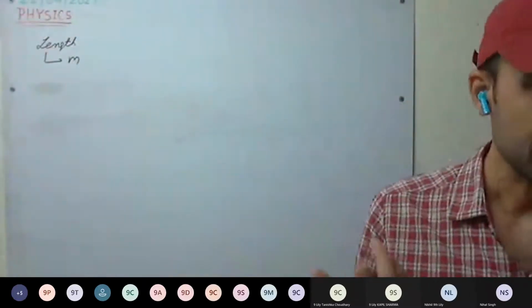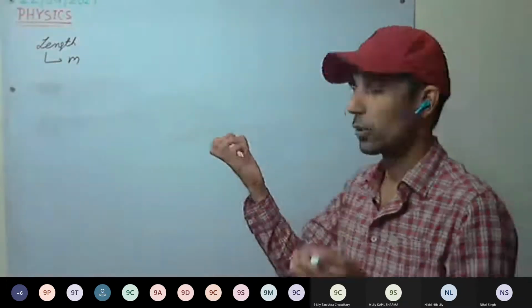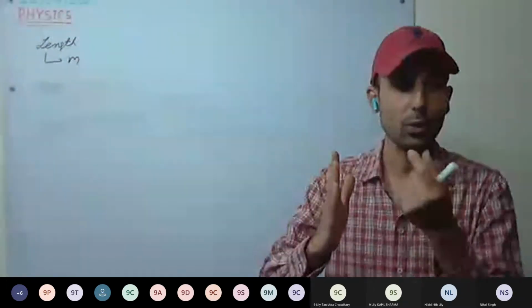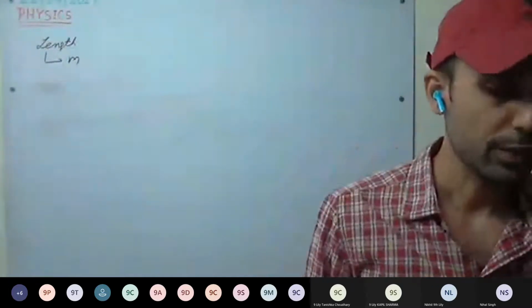Then we discussed smaller units, angstrom units, Fermi units, etc. For measuring interatomic distance or intermolecular distance, we use smaller units, angstrom, Fermi, those all.